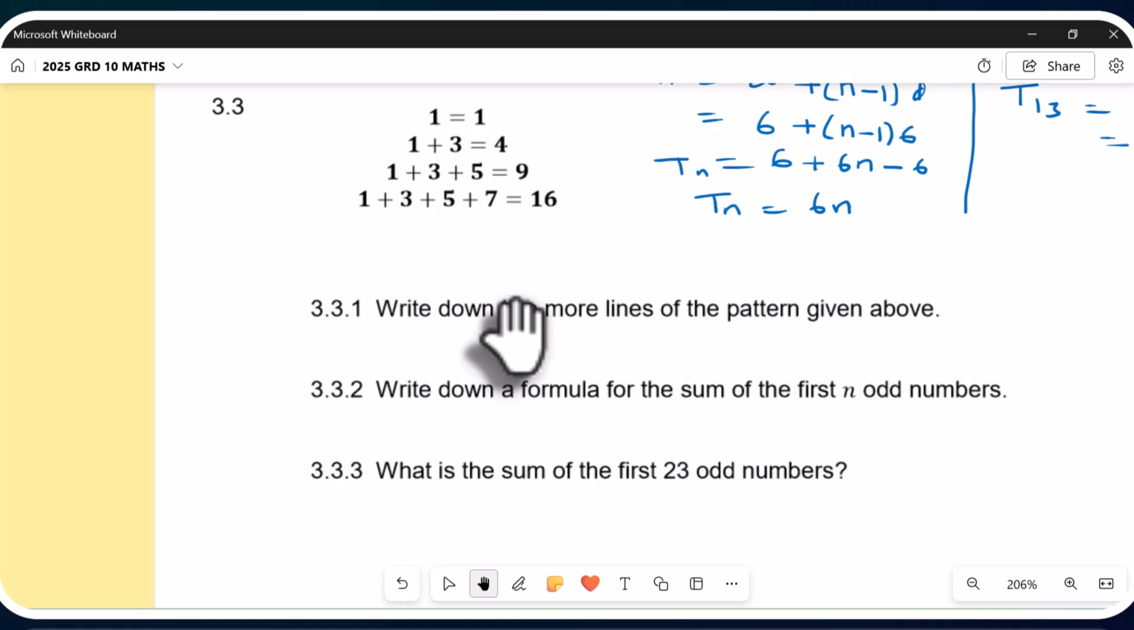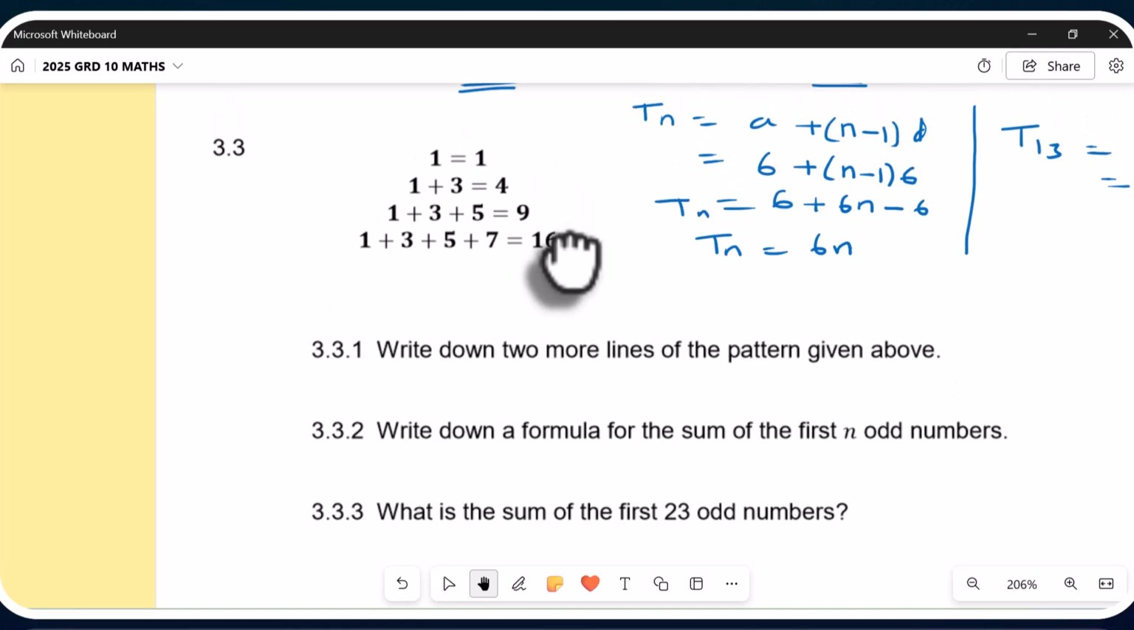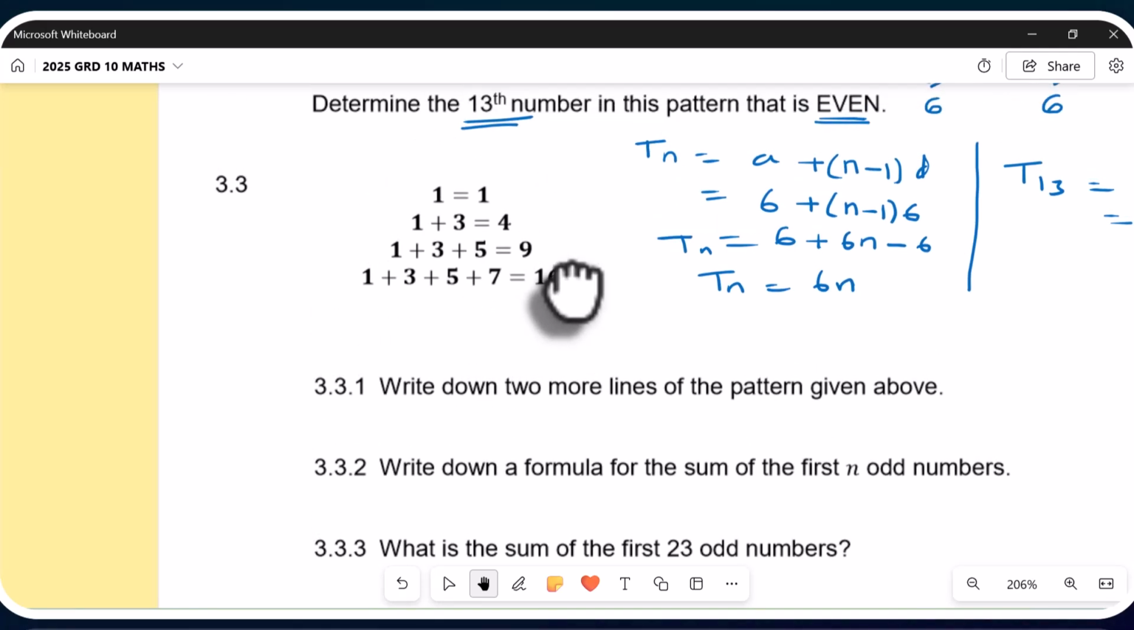That is 21. It says write down 2 more lines of the number pattern given above. 2199, what do you get? What do you get here? 197, 1. Are we together so far? Next question says, well, for that.